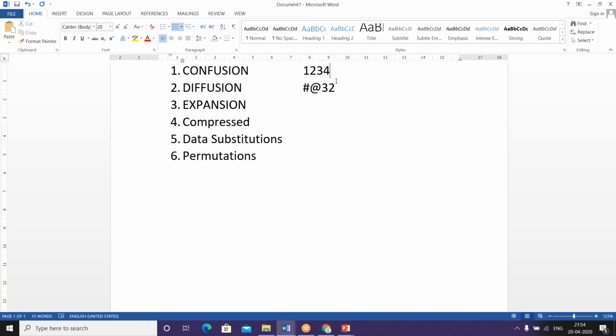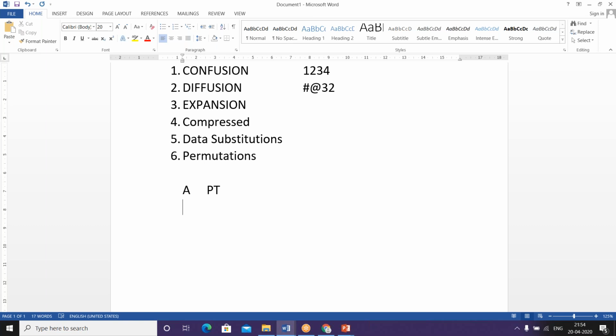The third thing is expansion and compression. These two are sub-elements of any cybersecurity algorithm. Data should be expanded at some portions, and again it should be compressed back. Then data substitution. That is a very, very important property, right? Data substitution means what? I'll tell you. I have one data called A, the plain text.